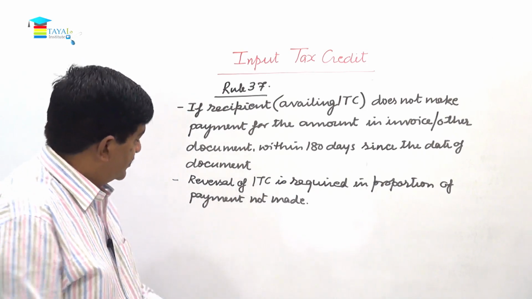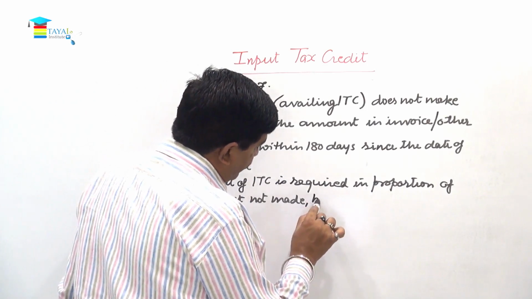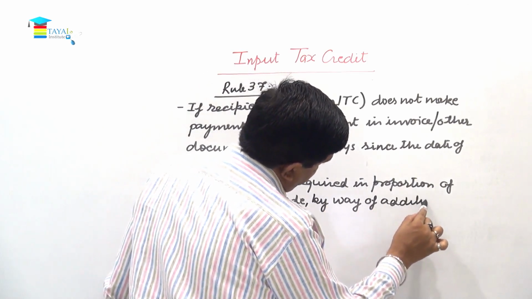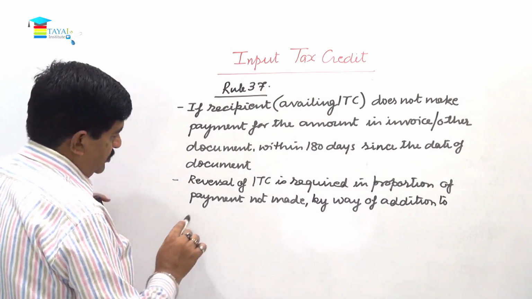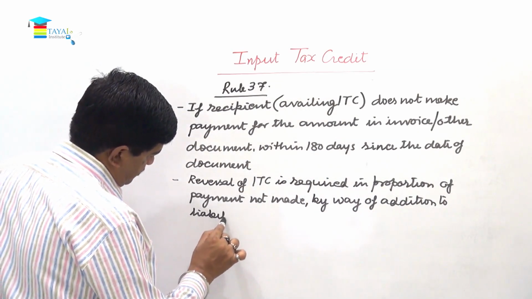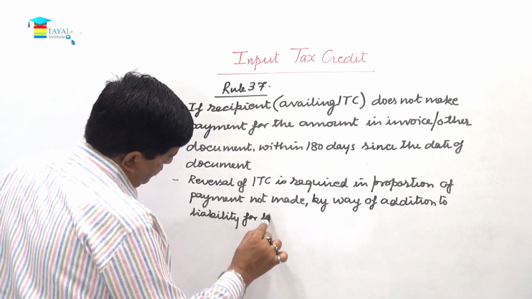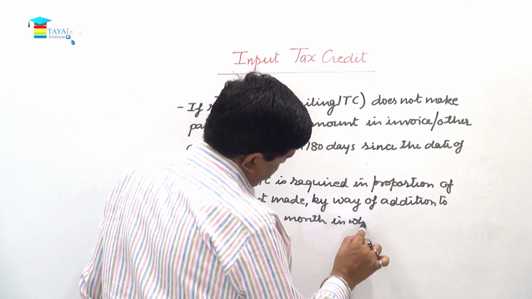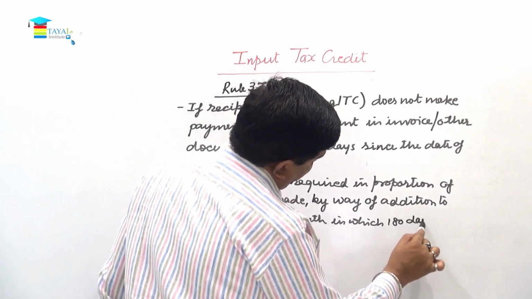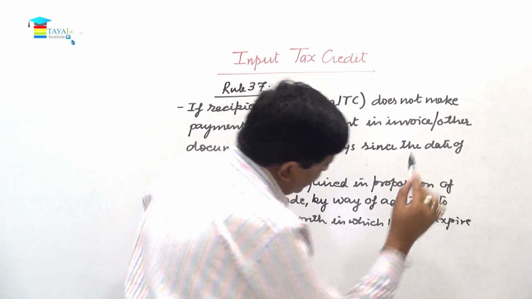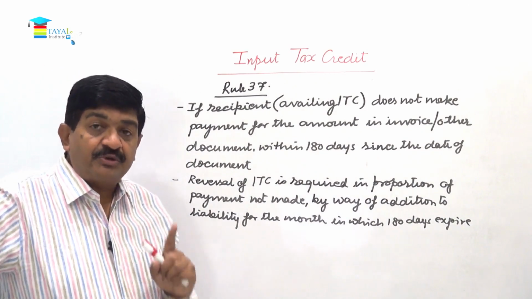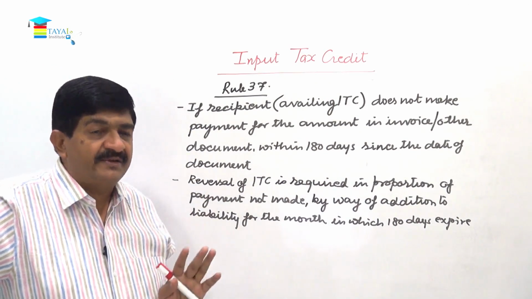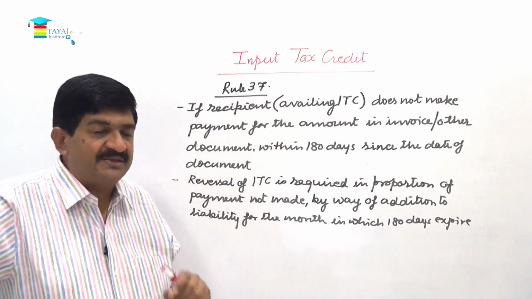So this is required to be reversed, payment not made, by way of addition to liability for the month in which 180 days expire. So friends, when we are talking about 180 days, make sure that you remember 180 days only. It is not 6 months, because 6 months can be anything, 180, 181, 182, 183 days. So be very specific, that is 180 days.